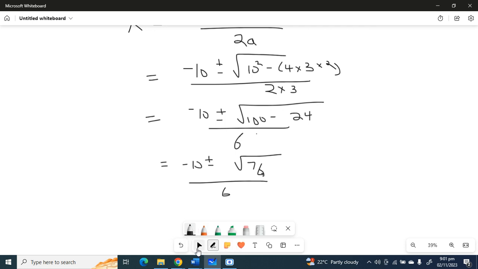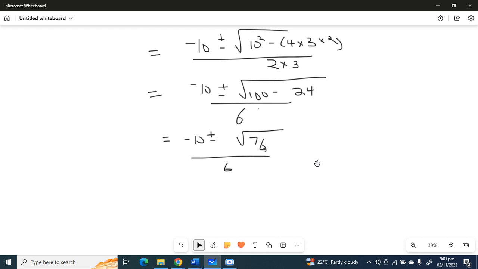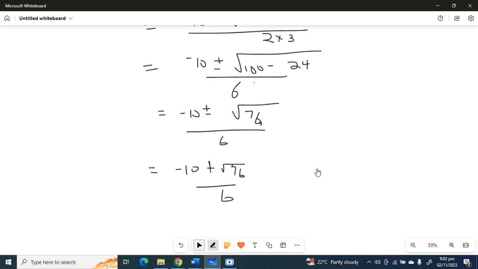All right, so remember, for a quadratic equation, it always has two roots, two x-intercepts. So you have two values for x. You're going to say negative 10 plus the square root of 76, divided by 6. And then you have negative 10 minus the square root of 76, divided by 6. So with your calculators, what is the square root of 76? Give me the answer to one decimal place.